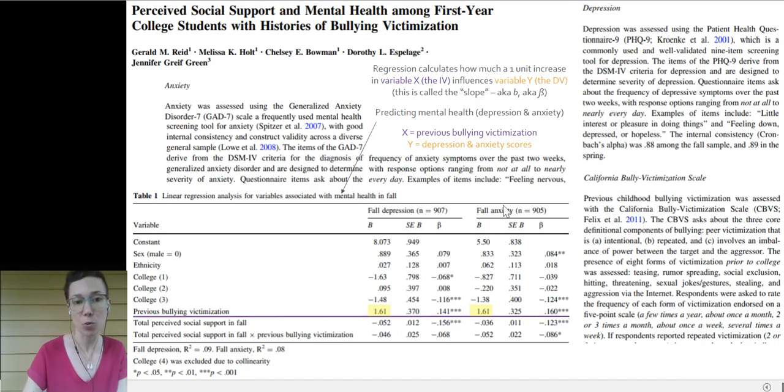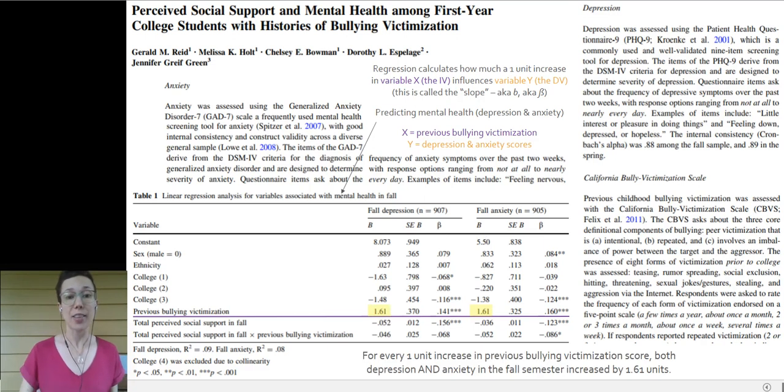So the beta score, this fancy looking B over here, is representing something else, something slightly different. We're going to focus in on these scores. So these numbers right here, 1.61 as our slope amount. So what is this table showing us?